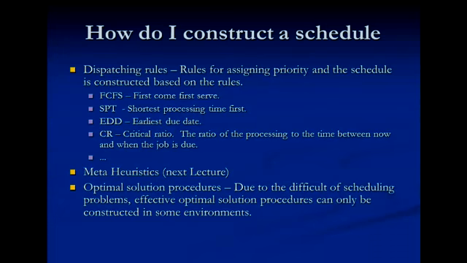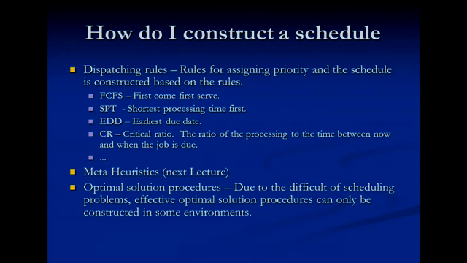Now, we're going to talk a little bit about dispatching rules today for constructing schedules. And so you don't even need to use optimization necessarily if you use one of these heuristics. And the simplest rule is first come, first serve. Tell your employees to work on the first job that arrives. Another rule is shortest processing time first. Tell them to work on the easiest job first. And then another rule is earliest due date. Tell them to work on the job that's due nearest in the future. And then finally, critical ratio, which is the ratio of the processing time now and when it's due.